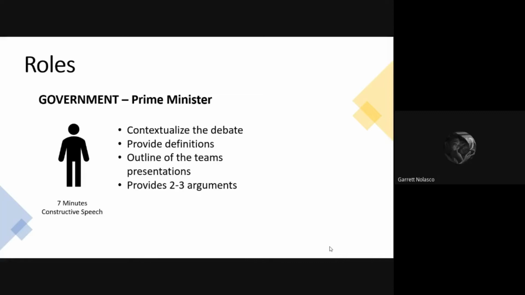Last, but I think most important role of the prime minister of the government side is to really establish the main arguments of the government side. So the two or three of your strongest arguments should already be well in place by the time that the prime minister completes his speech of 7 minutes.